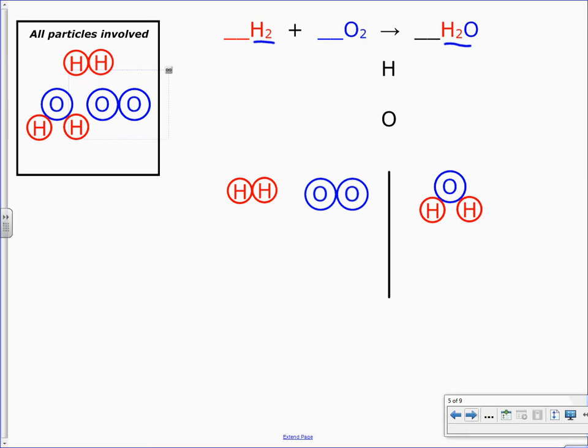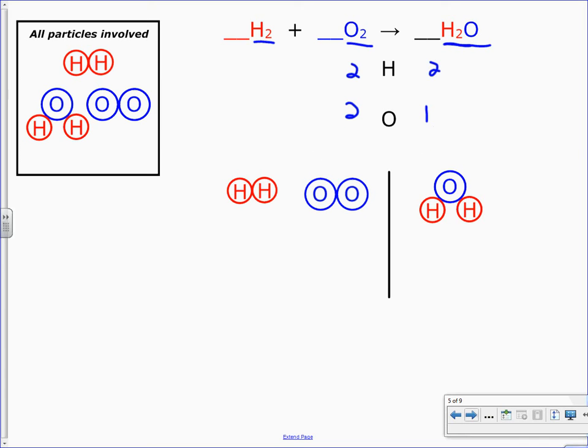So first thing we're going to do is list out how many elements we have on both sides. On the left, we have 2 hydrogens. On the right, we have 2 hydrogens. And oxygen on the left, we have 2 oxygens, and on the right, we have 1 oxygen. So doing it this way is a really quick way of seeing if it is balanced or not. So we look at this and can tell that, no, it is not balanced because we have a different number of oxygens. So we're going to balance it.